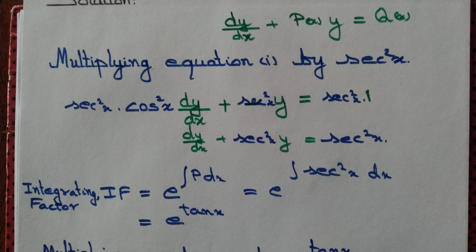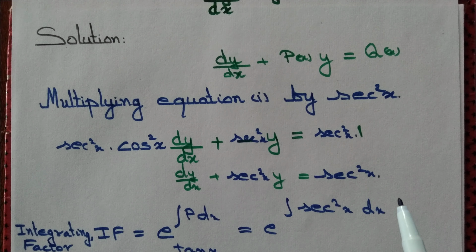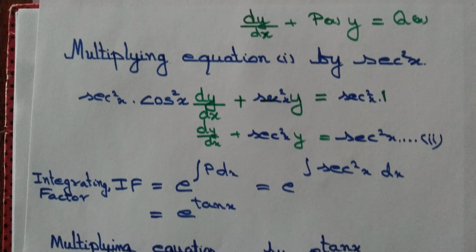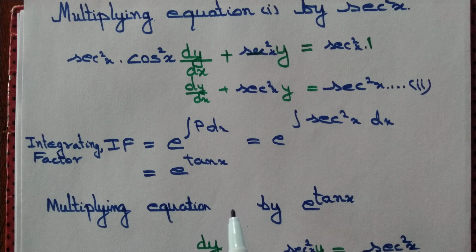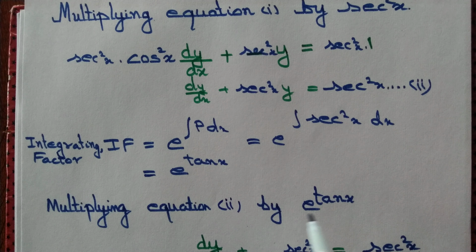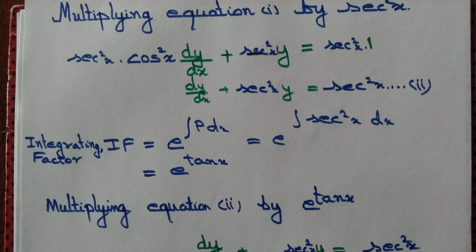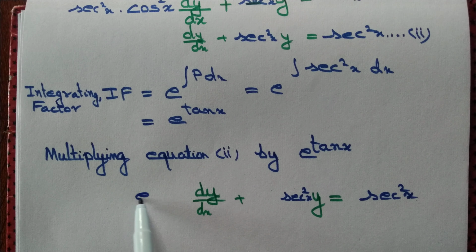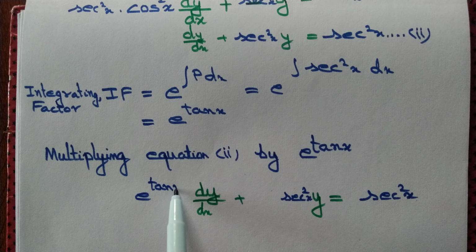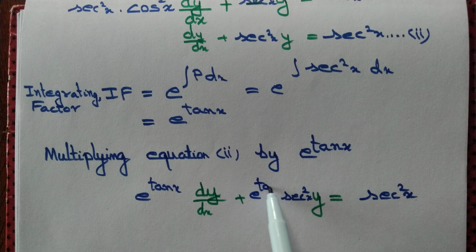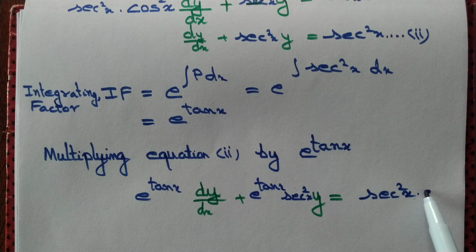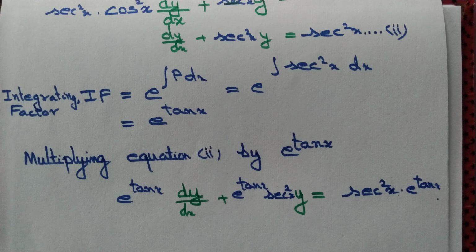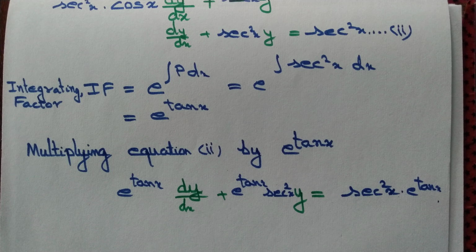Now once we get the integrating factor, let's call this equation 2. We should multiply equation 2 by the integrating factor, that is e to the power tan x. Once again, we should multiply this equation by e to the power tan x on both sides. So far so good. We have multiplied the given equation by e to the power tan x.